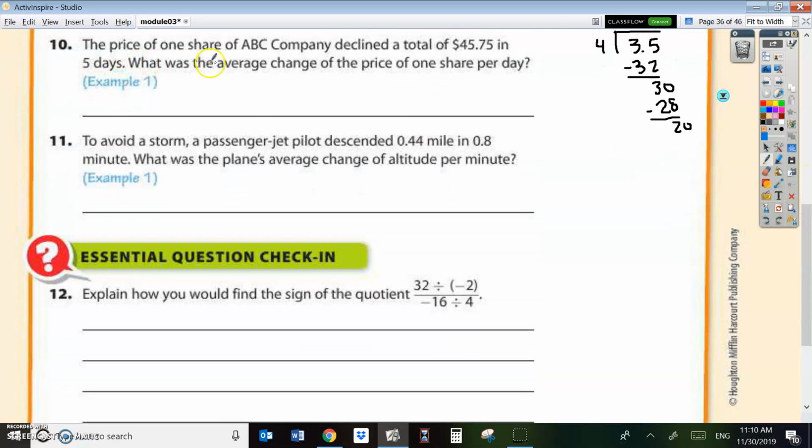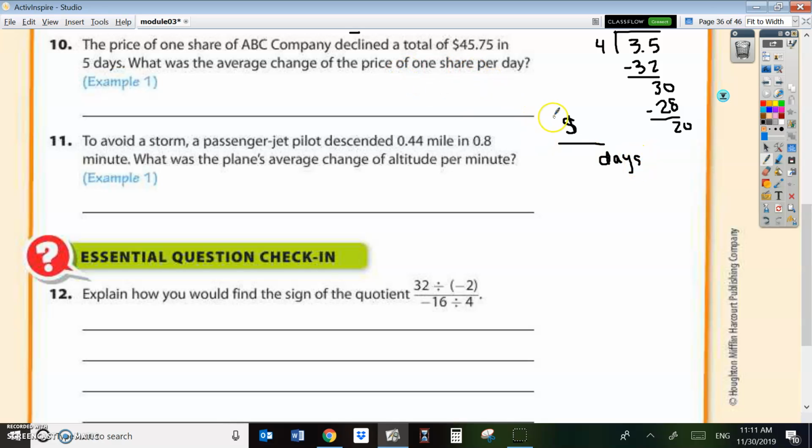The price of one share of ABC Company declined. Decline is negative. 45.75 in 5 days. What is the average change of the price of one share per day? So it's going to be dollars over days. So set up your division problem.